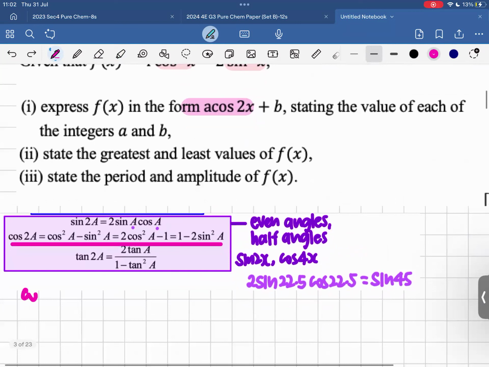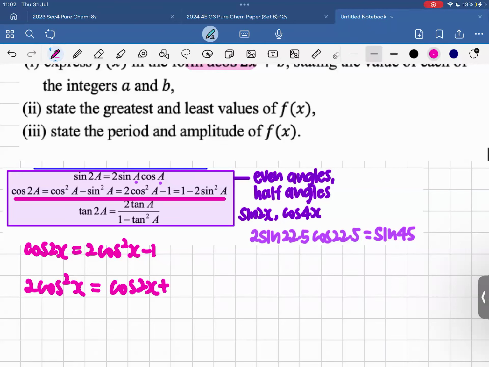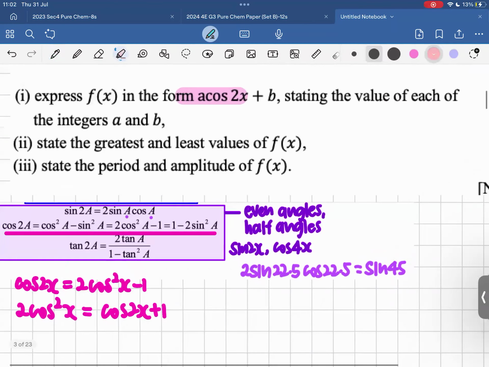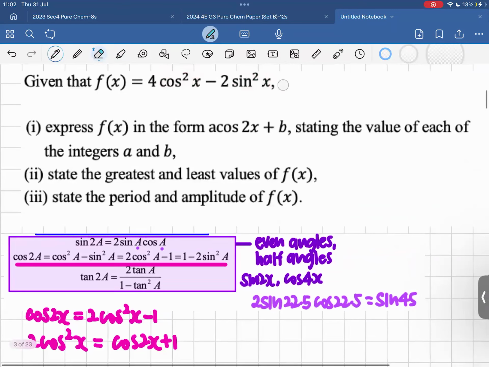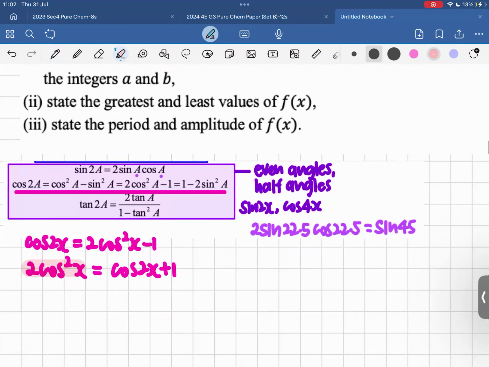So what I have here is cosine 2x equals 2 cosine square x minus 1. So what I can do here is I can make 2 cosine square x the subject, and what happens here is that I will get cosine 2x plus 1. Because at the end of the day, what I'm going to sub in from here is I'm going to look at cosine square x, right? So I can see that I got the cosine square x here.